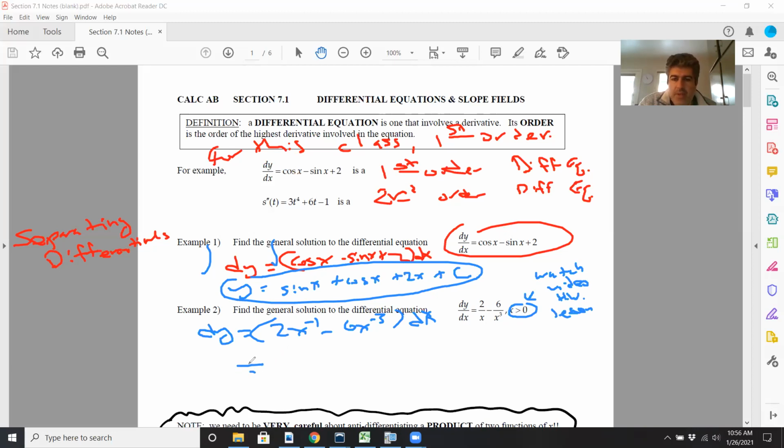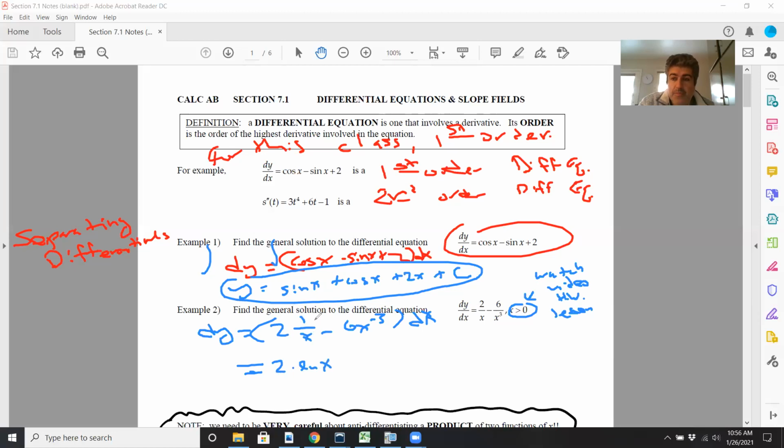Remember I mentioned that you want to add 1 to the exponent and divide by the new exponent. The problem for this one is that if you add 1 to this exponent, you're dividing by 0. So that's kind of a problem. But hopefully you recognize that if you have 1 over x, and actually I probably should not have done x to the negative 1, if you have 1 over x, that's going to be natural log of x. That's because the derivative of natural log of x is 1 over x.